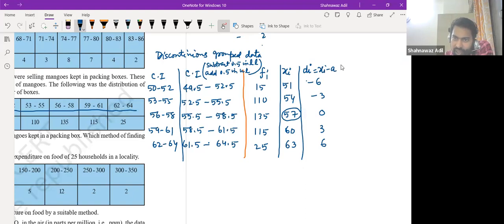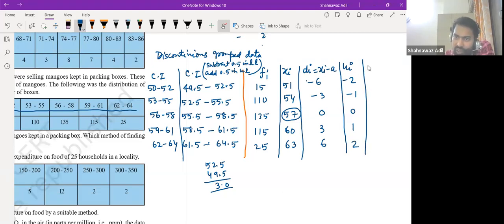And now let us calculate ui, which is this is 3, right? So 52.5 minus 49.5. So this is 3. So this would be minus 2, minus 1, 0, 1, and 2. And then if we calculate fiui, so this would be minus 30, minus 110, 0, 115, and 50.